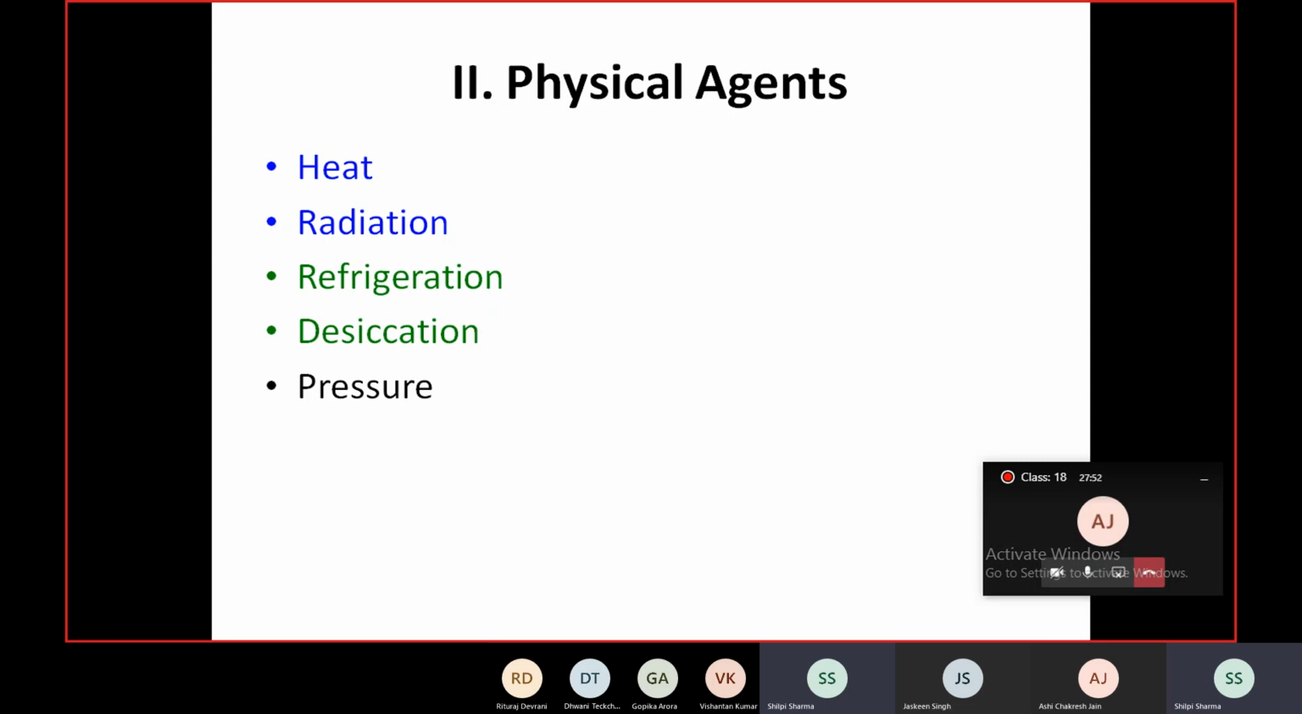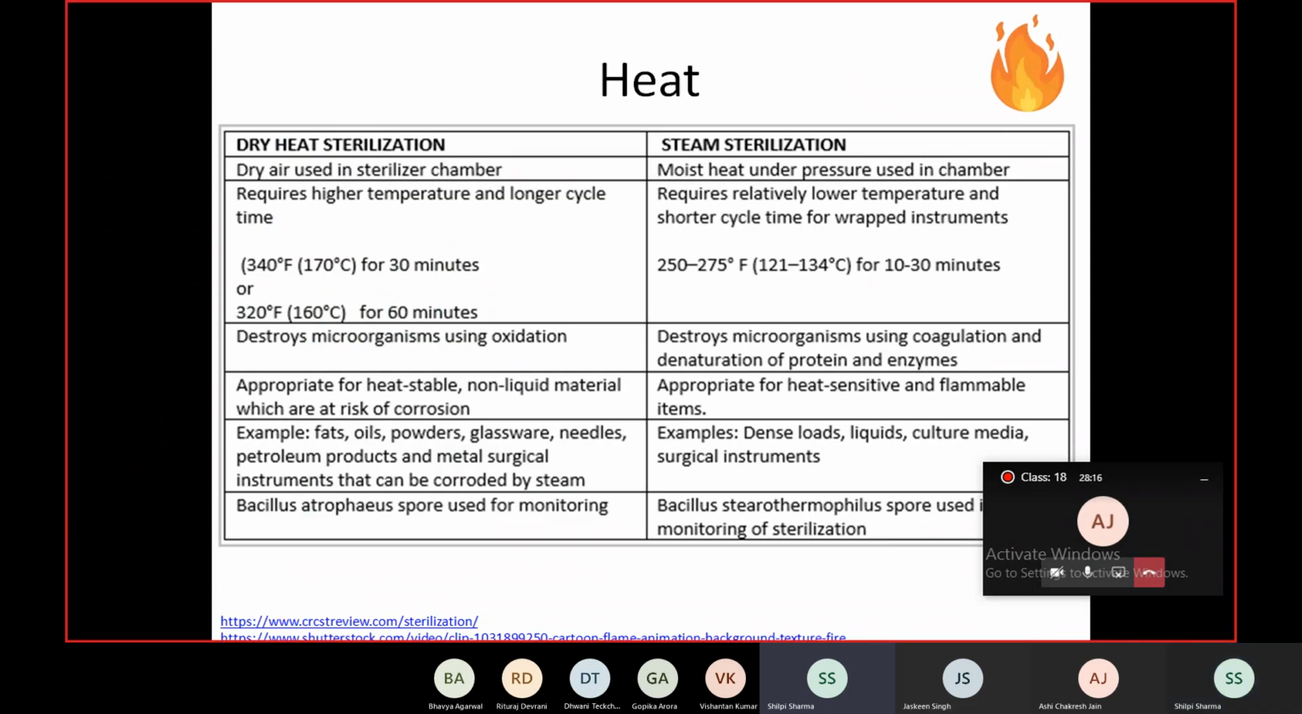In physical agents, I'll be talking about heat and radiation as well as pressure in one case as an agent. We have already talked about low temperature, so refrigeration and desiccation. In fact, we have covered in our earlier lectures when we were talking about factors affecting microbial growth. So, starting with heat. Heat can be used for sterilization in two ways. So it's an effective and a very popular means of sterilization.